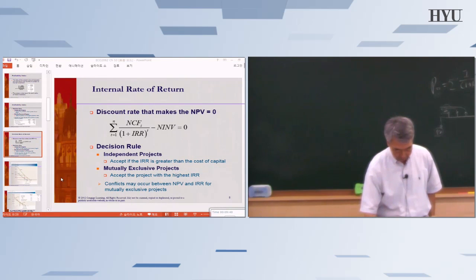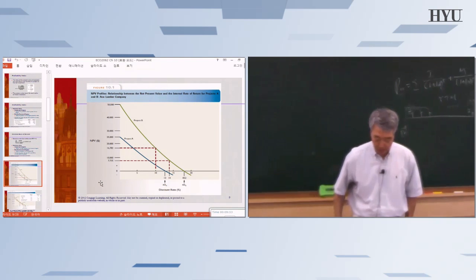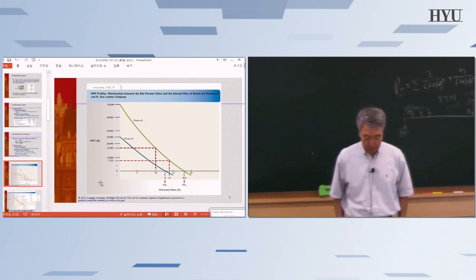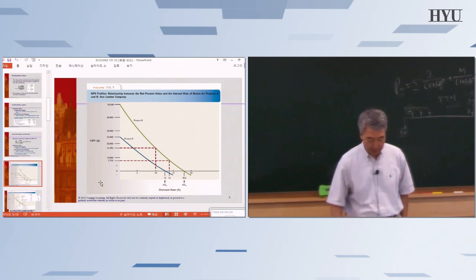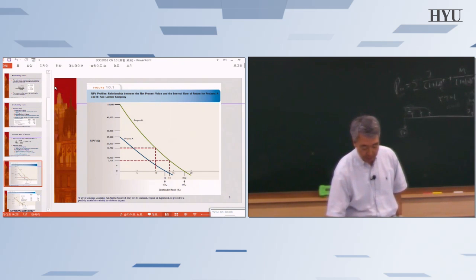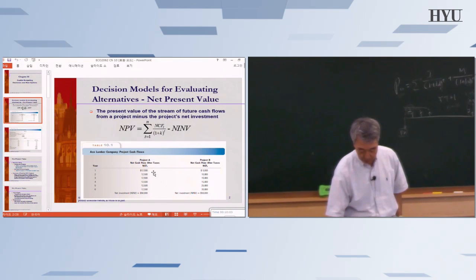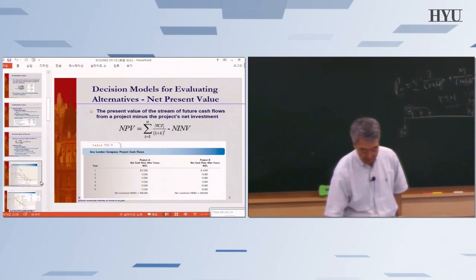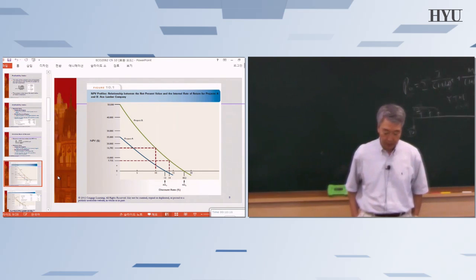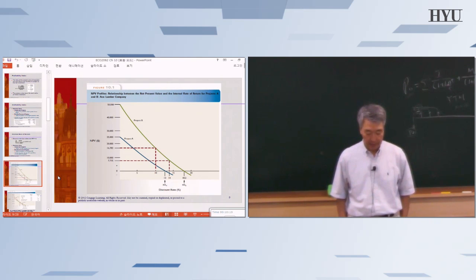What are we talking about? Here are two projects, A and B. These are the projects that we dealt with some time ago in our textbook. We have the project A cash flow statement and the project B cash flow. Using these numbers, they have constructed the relationship between the net present value and the cost of capital or discount rate.